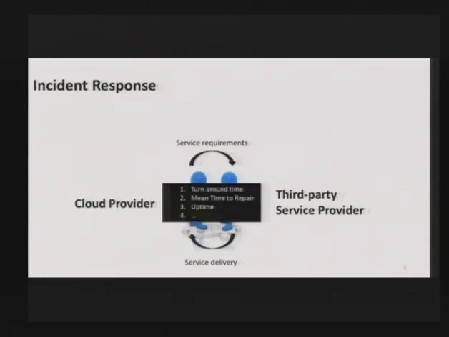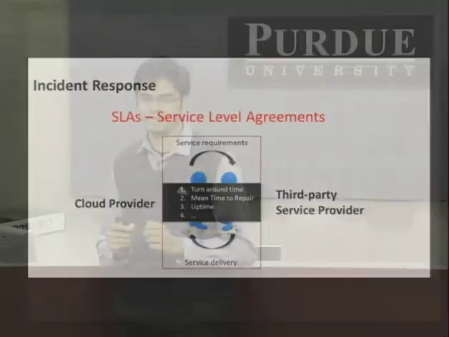I apologize for the small font size, but the third-party provider would provide certain guarantees on the turnaround time, for instance. That means the time it takes for this provider to detect that a problem even exists. Another metric is mean time to repair: how long will the provider take to repair any given problem on average? Usually this is about 15 minutes or 5 minutes, and the motivation for that will be clear shortly. This entire agreement between these two parties is collectively termed a service level agreement.